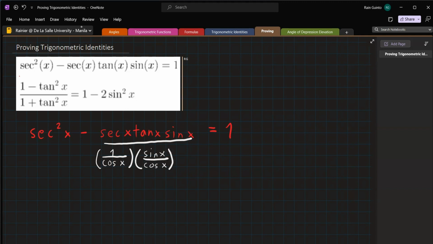Then sine x is equal to sine x. So let's bring up this one and just bring this down. And we multiply all of this. It actually gives us sine squared x over cosine squared x.